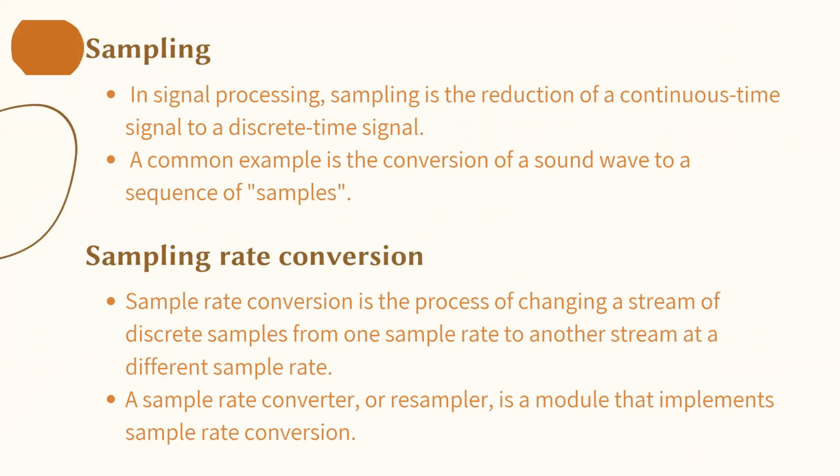First, we will discuss sampling. Sampling is basically a reduction of a continuous time signal to a discrete time signal. The common example is conversion of a sound wave to a sequence of samples. So this is about sampling.